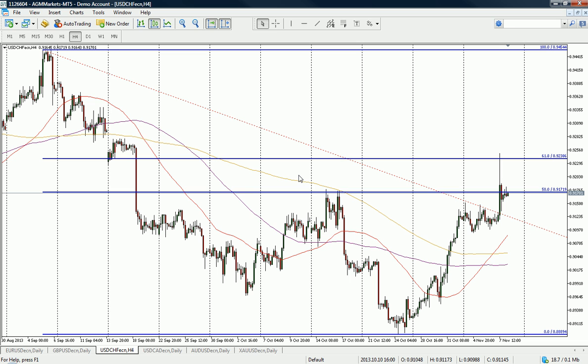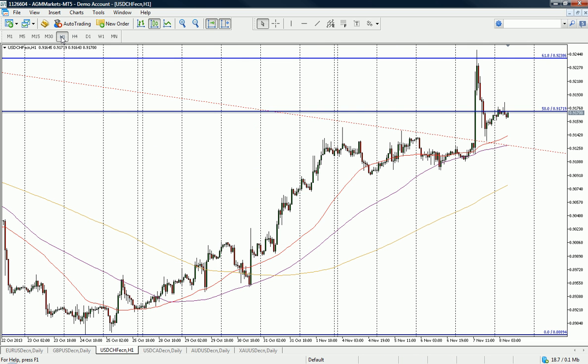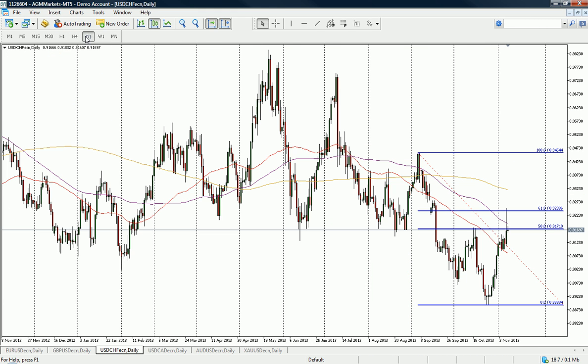So, a nice bit of confluence resistance there. In terms of shorter term time frames, nothing much of interest. It's all about that big 50% level, which is the key resistance. That's basically all I'm massively focused on, to be honest with you, on the dollar Swiss.